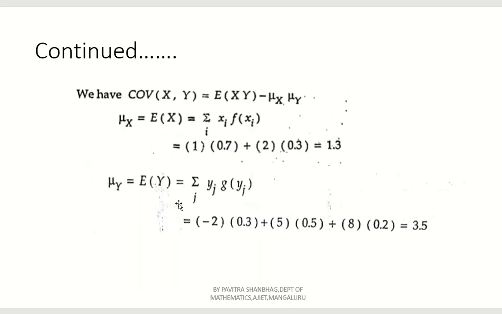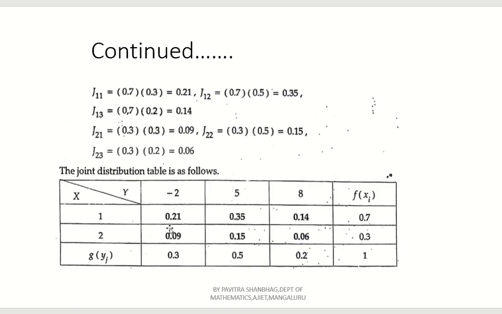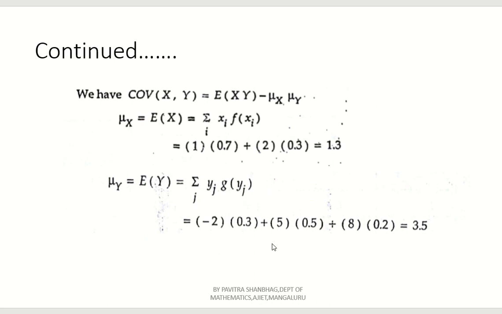Now similarly, what is E of y or mu y? Summation yj into g(yj). What are the y values? Minus 2, 5, 8. The g(yj) values are these. So minus 2 into 0.3 plus 5 into 0.5 plus 8 into 0.2. What will you get? Minus 0.6 plus 2.5 plus 1.6. So finally we will get 3.5 as the answer, right? So this is E of x and E of y.